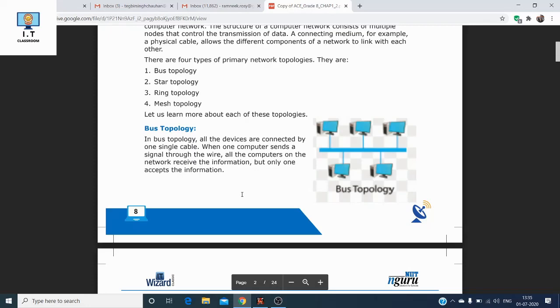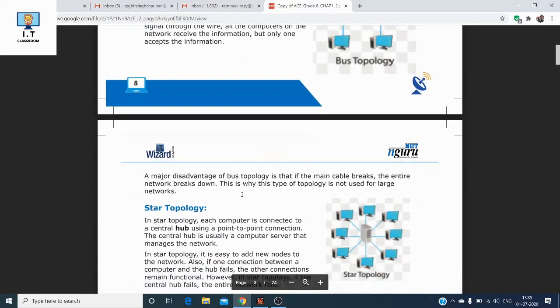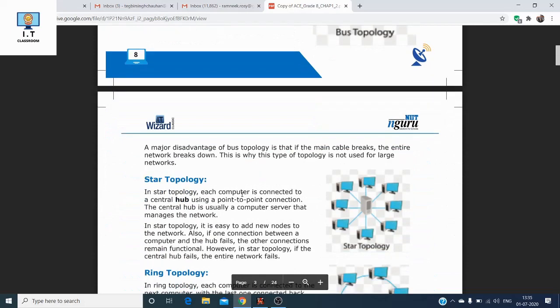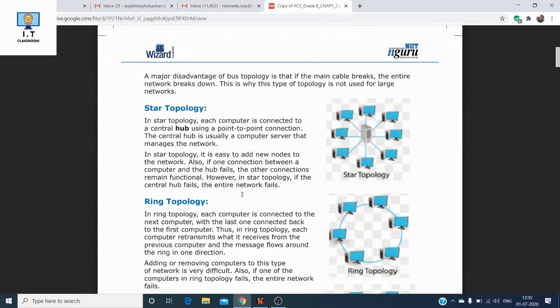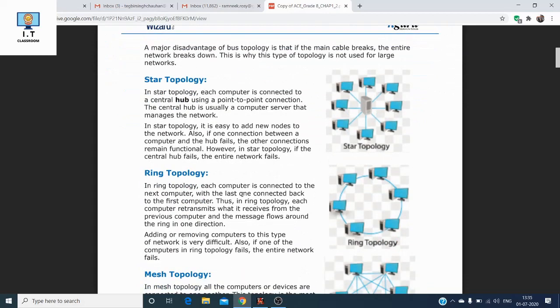Next, we are going to discuss the disadvantage of bus topology. The major disadvantage of the bus topology is that if the main cable breaks, the entire network breaks down. This is why this type of topology is not used for large networks. Now we will discuss the second type of topology. This is known as star topology.